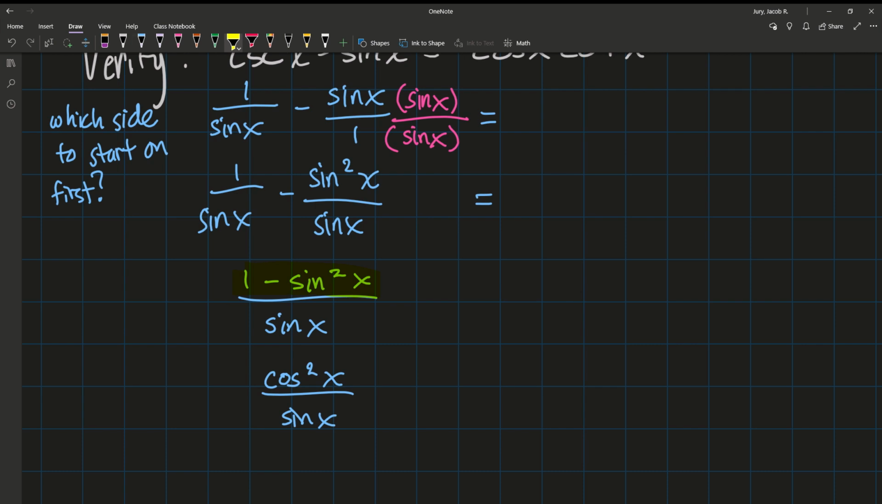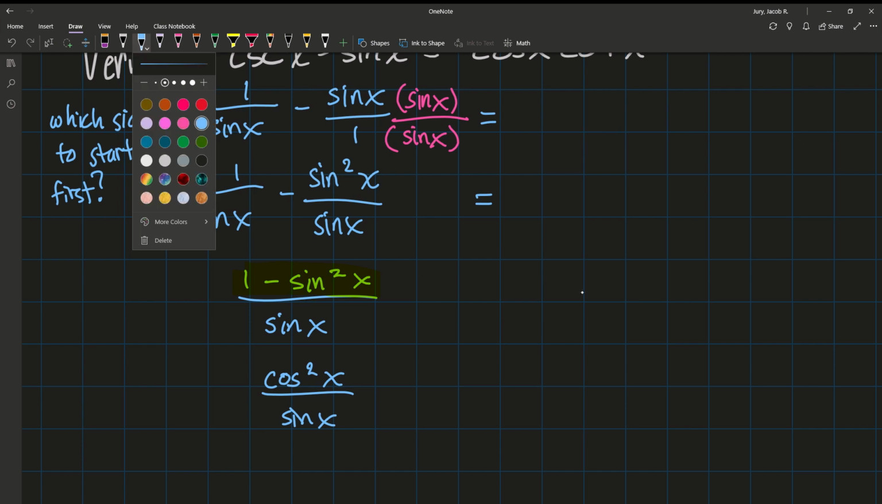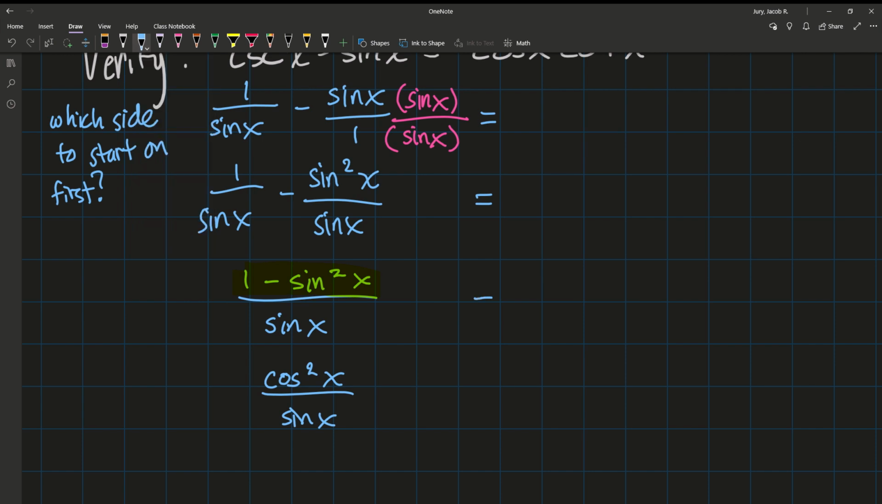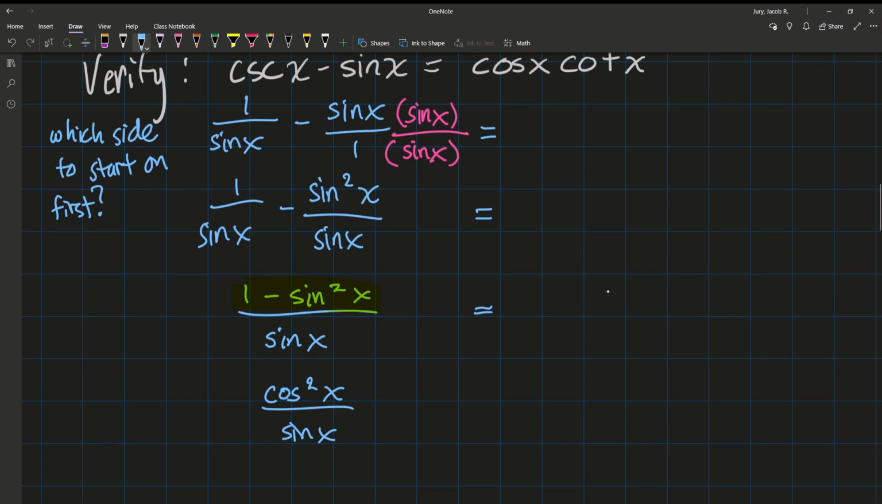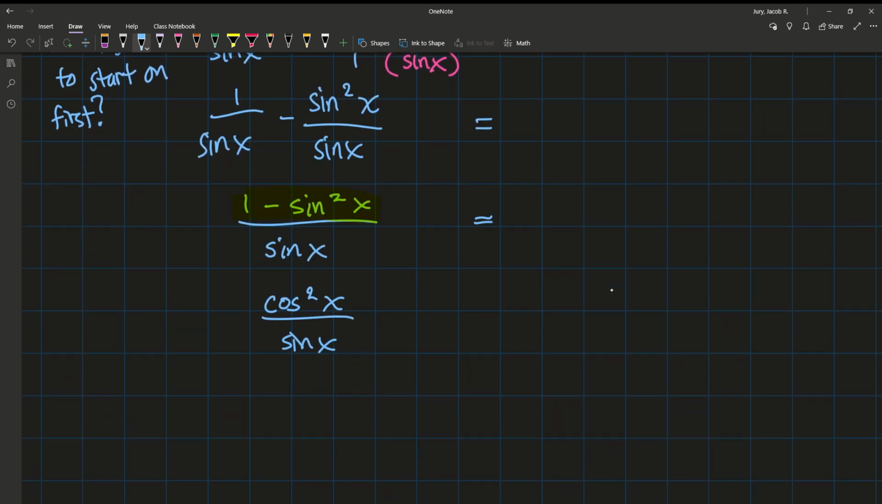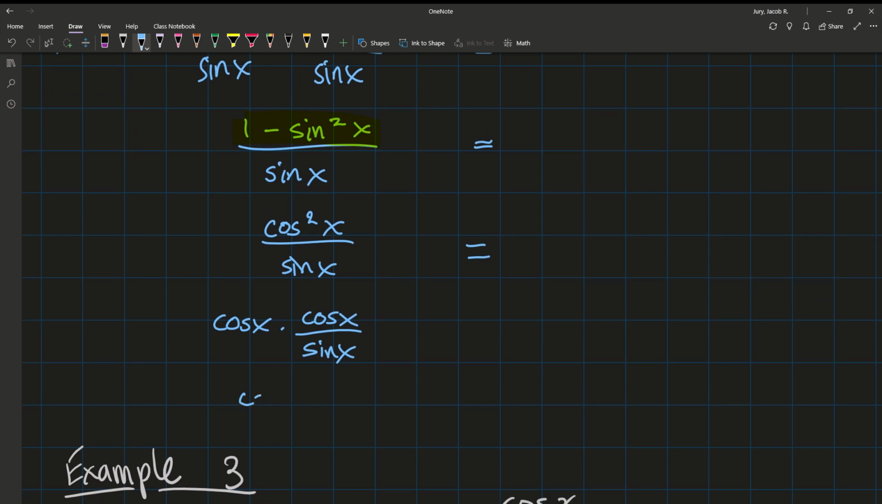Now, this is where you want to make sure you're referencing the goal you have. Okay, I want this to become cosine cotangent. Well, it looks like I have a cosine already in my numerator, so I'll set that to the side. And then I have a cosine x over sine x. Oh, okay, yeah, I remember that's cotangent, of course. So we got it. We got what we need.